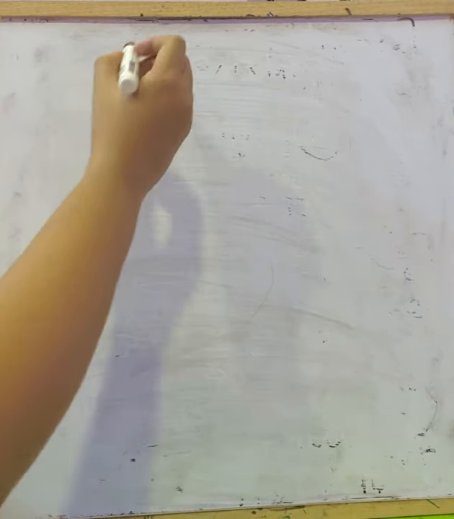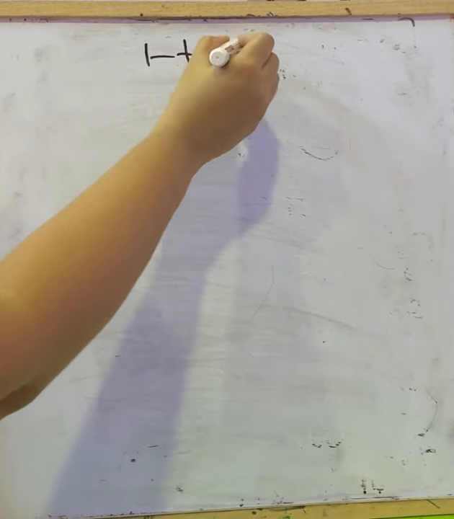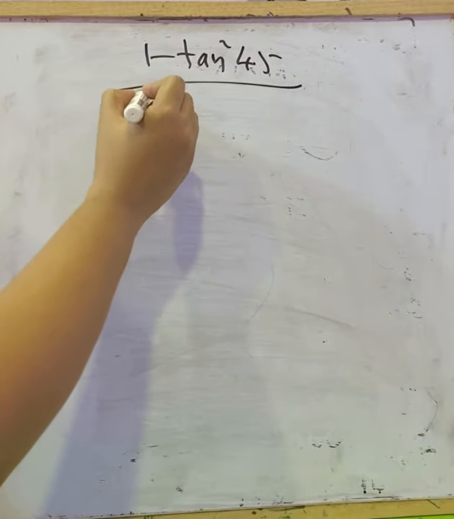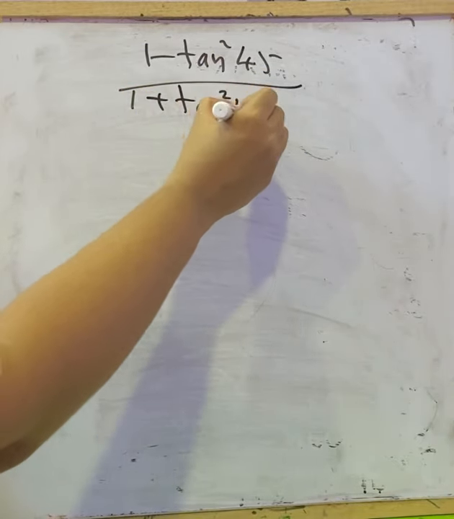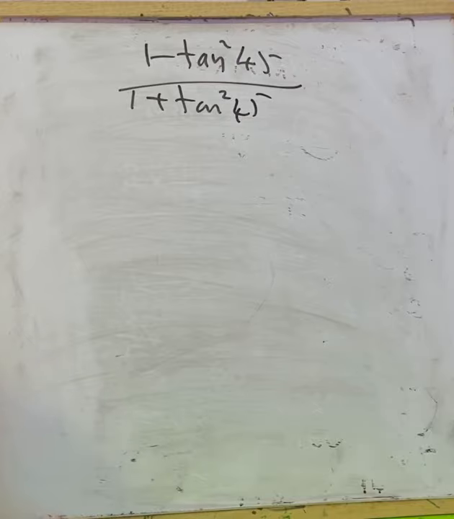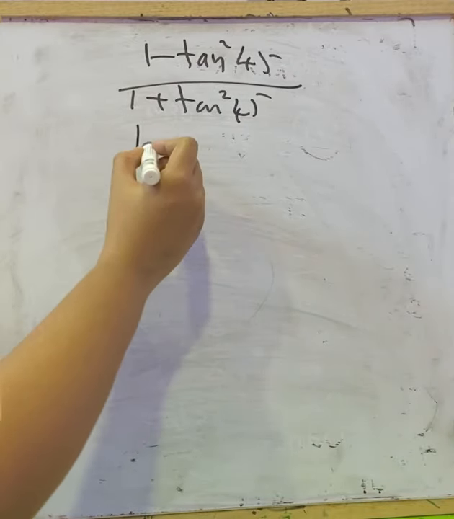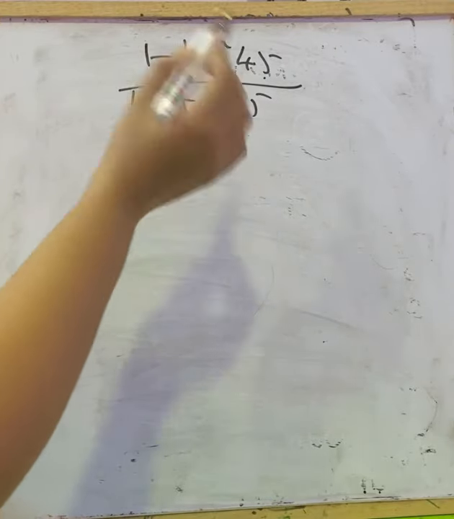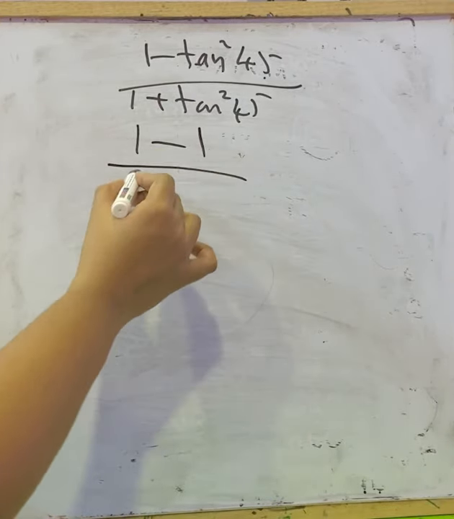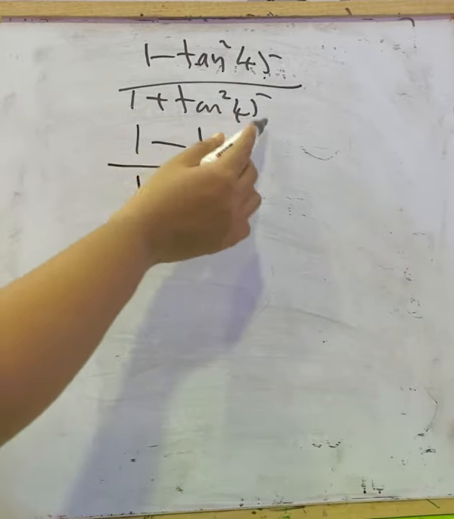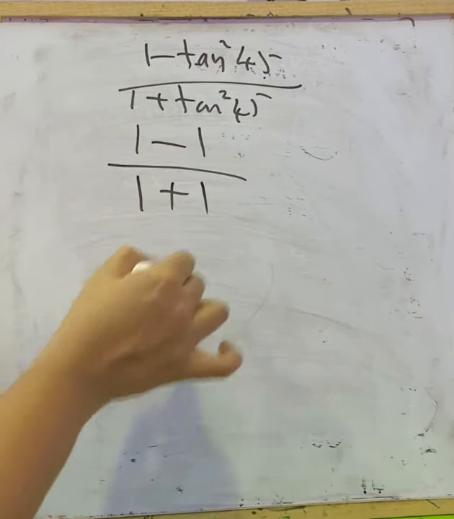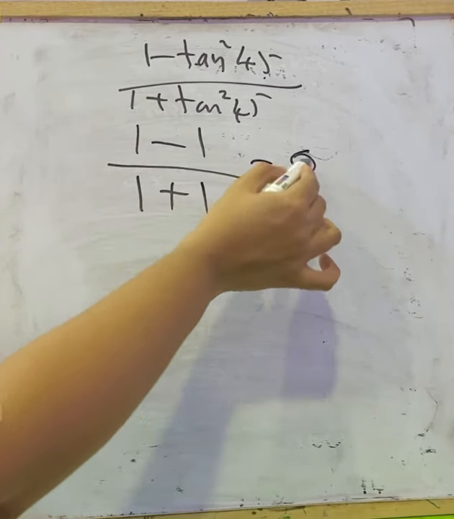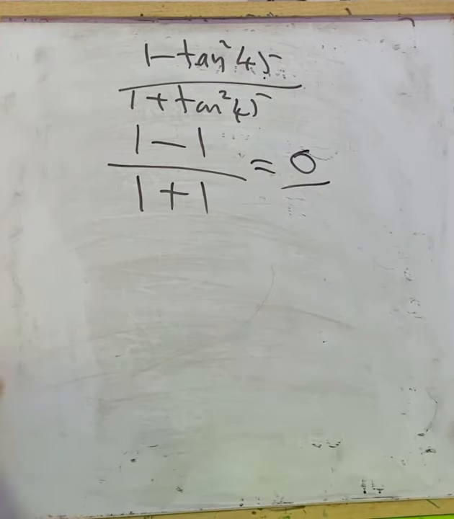Next question, 1 minus tan square 45 by 1 plus tan square 45. And tan 45 is 1. So 1 minus tan 45 is 1. Its square will be 1 square, that is again 1, by 1 plus tan 45 is 1 and its square is again 1. 1 minus 1 is 0 by 1 plus 1 is 2.